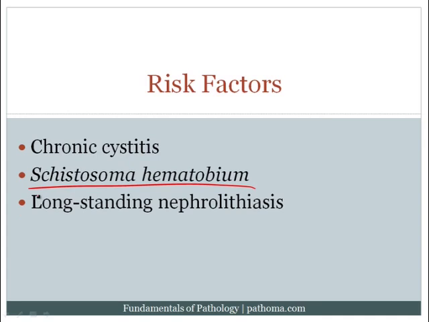And so what happens in this particular case is that the Schistosoma haematobium embeds itself within the bladder wall. That results in chronic inflammation, and again, that chronic inflammation results in a squamous metaplasia, which then eventually progresses to squamous cell carcinoma. Another risk factor would be long-standing nephrolithiasis. And again, the same idea here is that with a chronic irritation of the urothelium, you develop a squamous metaplasia, and the squamous metaplasia eventually becomes cancer.